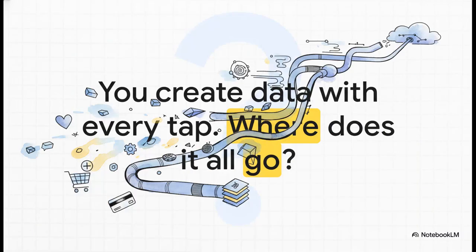Really think about it for a second. Every time you tap to like a photo, or you click to add something to your cart, or confirm a purchase, all those little actions, they each create a tiny piece of information. And it doesn't just poof vanish into thin air. So the real question is, what happens next? Where does all that stuff actually go?